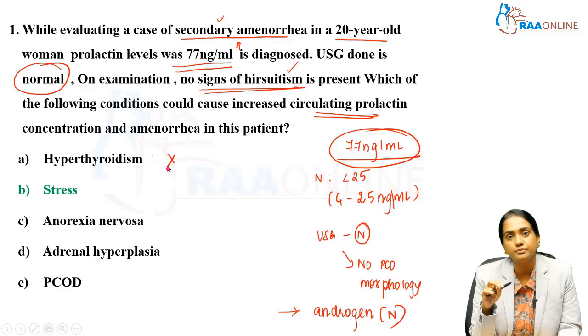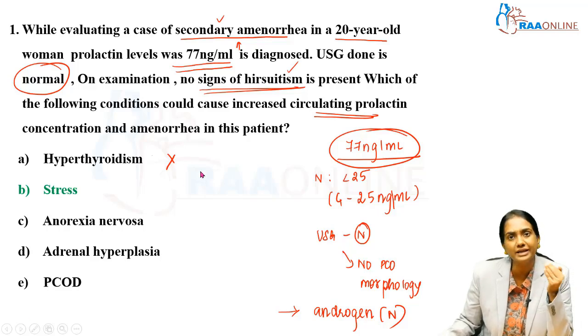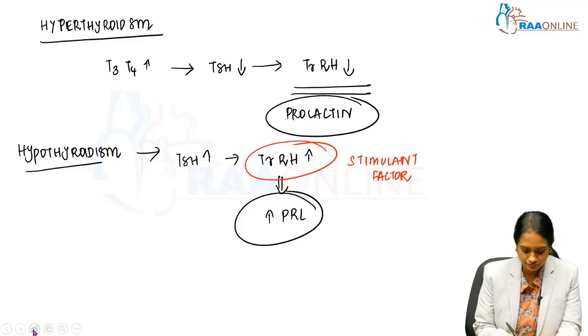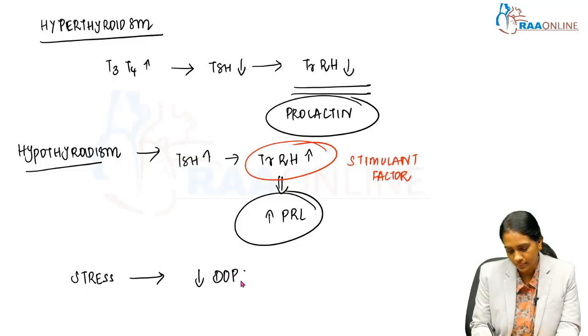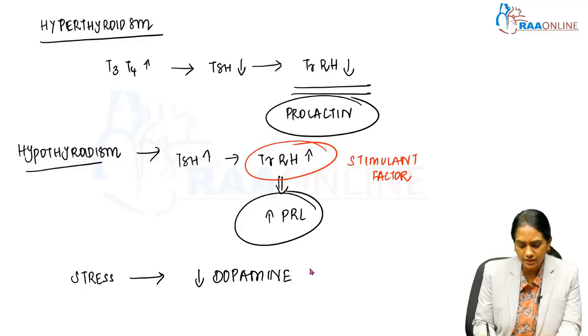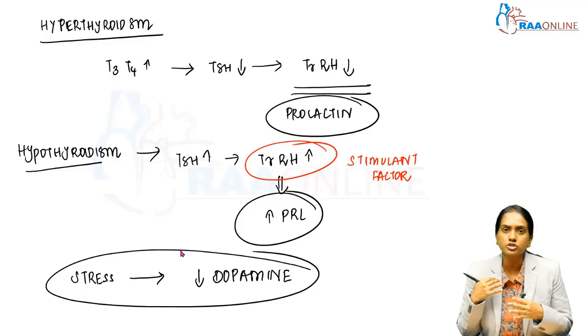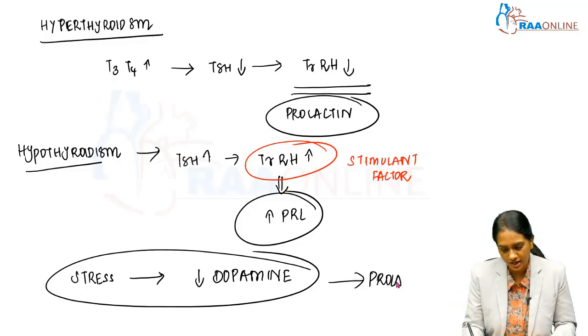Now stress. Stress is found to be the right answer here. Stress causes a physiological rise; a mild elevation in prolactin has been noted in stress. Whenever stress happens, there is a decrease in dopamine. Dopamine is a negative feedback regulator of prolactin, so whenever dopamine is high, prolactin is low. In acute conditions where the patient is under stress, the dopamine levels go low and obviously the prolactin will be high.